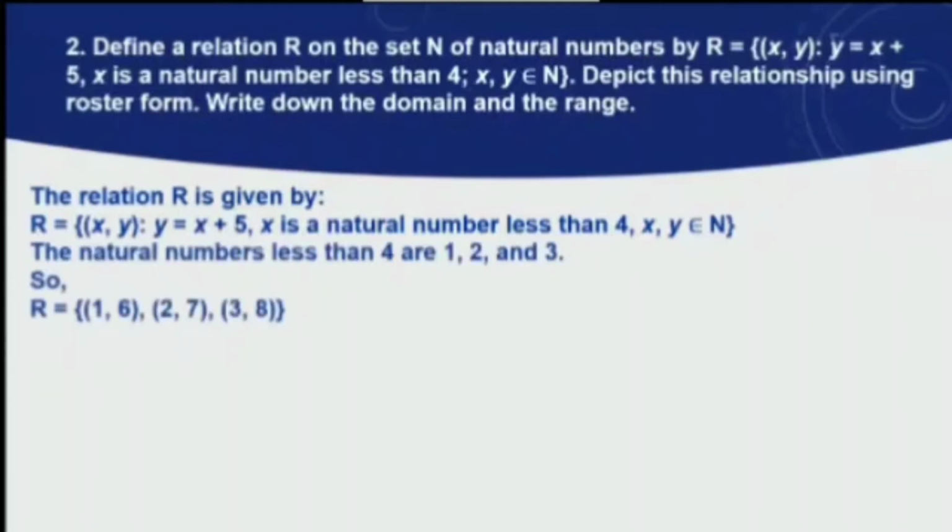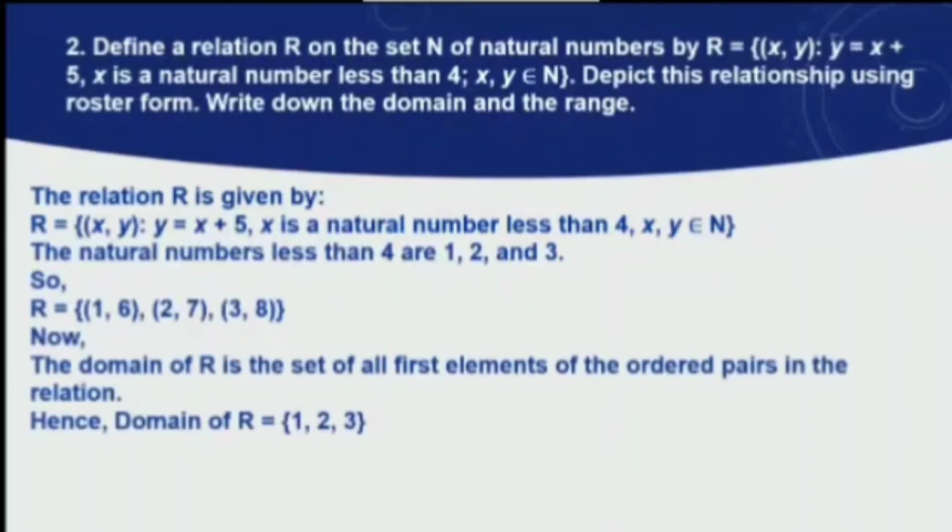So if my x is 1, what is my y? x plus 5, 1 plus 5, 6. If my x is 2, my y is 2 plus 5, 7. If my x is 3, my y is 3 plus 5, 8. Up to here only I can take. I can't take any other value of x because it is given clearly that x is less than 4. So my relation is (1, 6), (2, 7) and (3, 8).